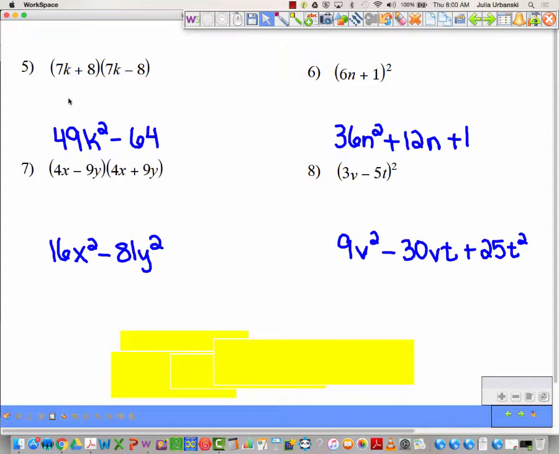What's really happening here? What are you doing to the first number, 7k? Multiplying by its own number, right? Multiplying by itself or squaring it. So you take 7k squared and you get 49k squared. You take the 8 and you square it, you get 64, and you put a minus sign between. Let's focus on that one for a minute, down below, and then we'll come back up to the other one.